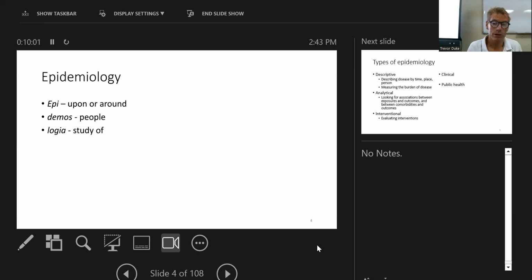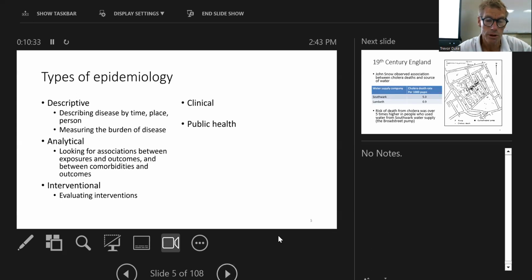But really, epidemiology is simply the study around people, right? Epi meaning around, demos meaning people, and logia meaning the study of or knowledge of the people. You can also have, of course, veterinary epidemiology, but mostly what we're talking about is human epidemiology, right? And it doesn't have to be about health. Epidemiology could be about social factors or even political epidemiology. It could be anything, but mostly we apply it to health.